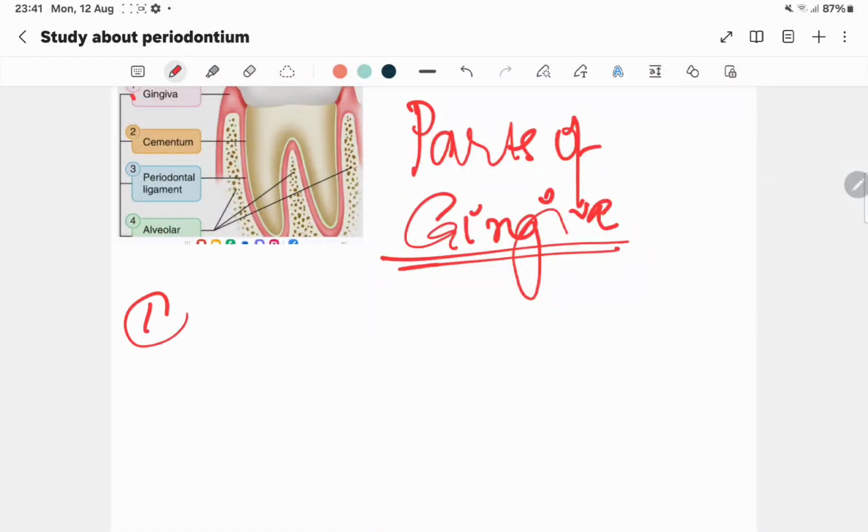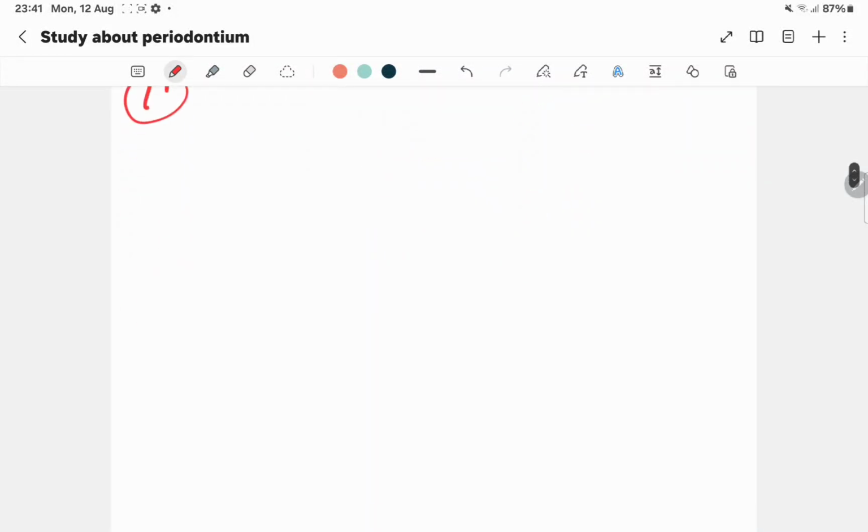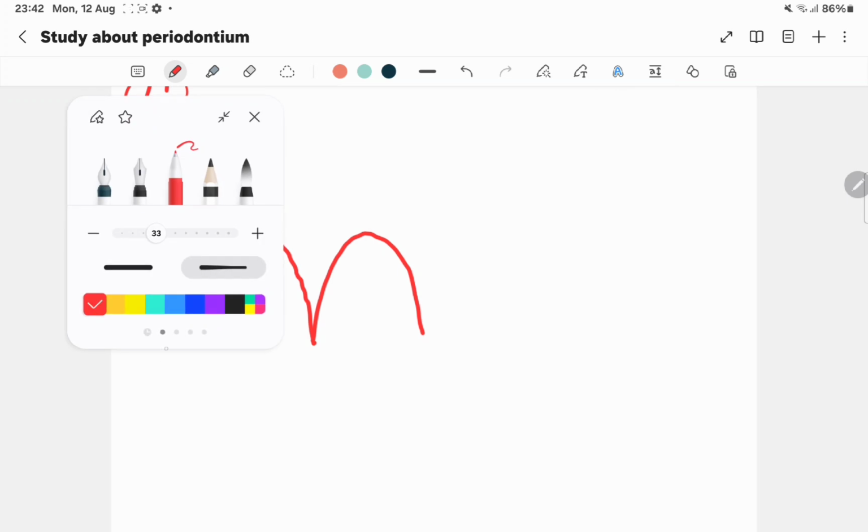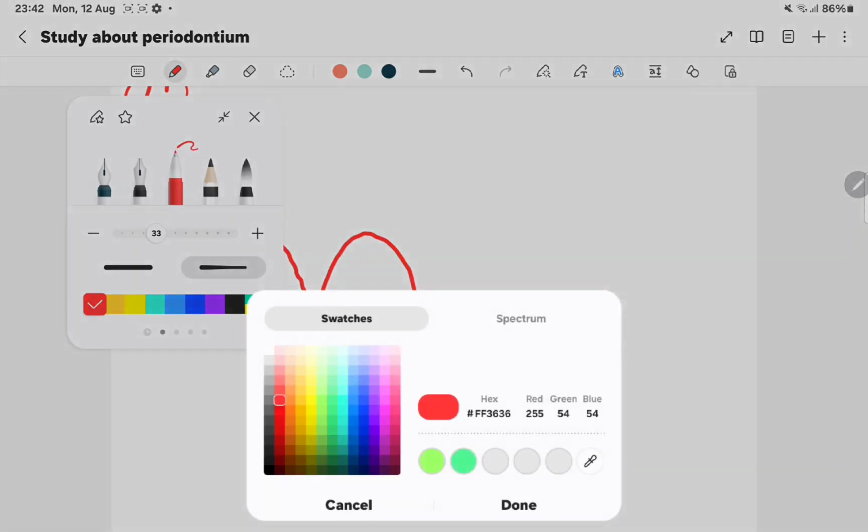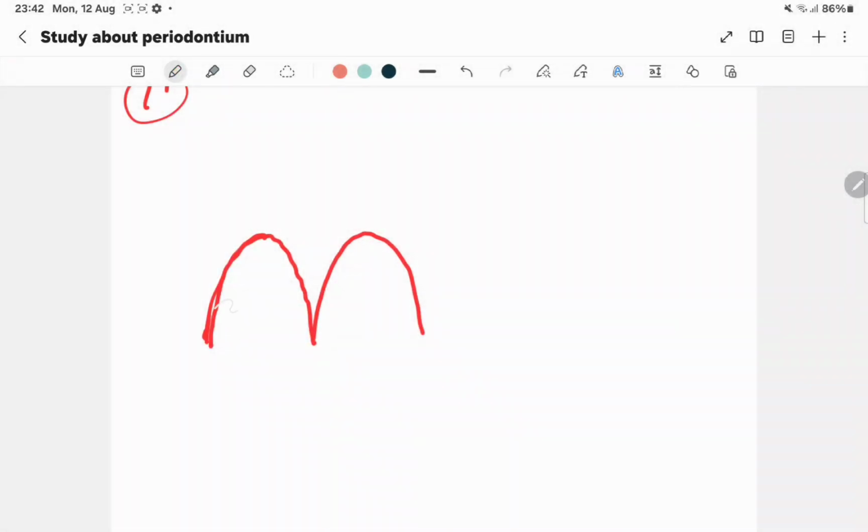The first thing is your marginal gingiva. So let me draw a diagram here where I will show you the parts of the gingiva. Imagine this is your gingiva. Which color should I choose for your teeth? Supposing this color. Alright, so these are your teeth.